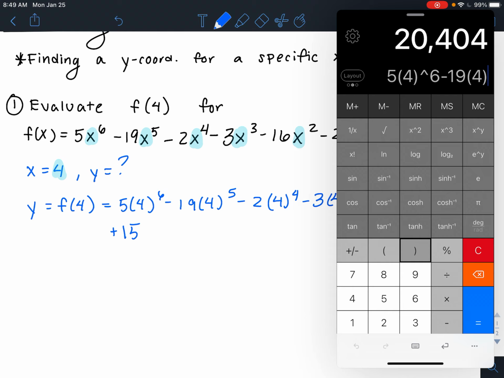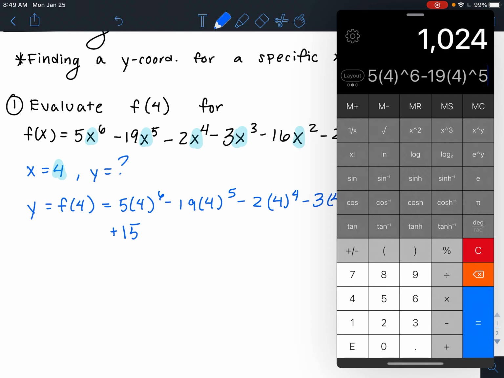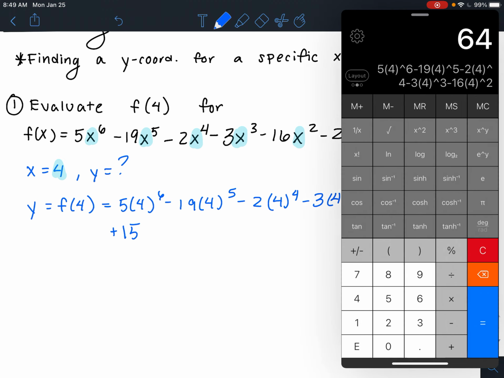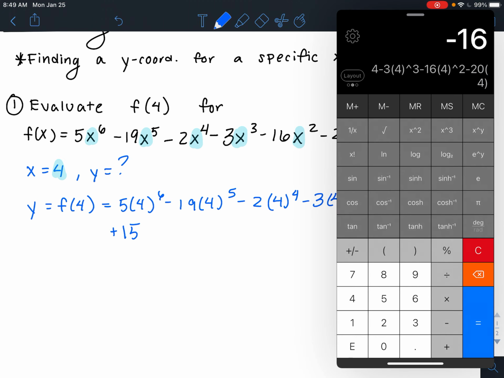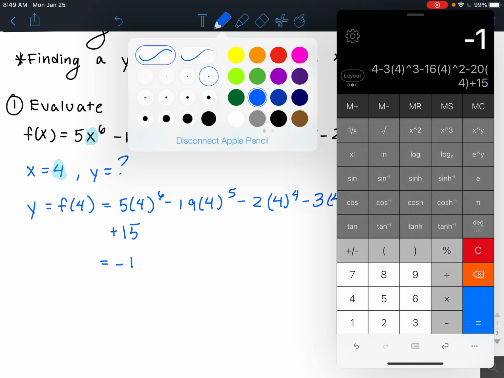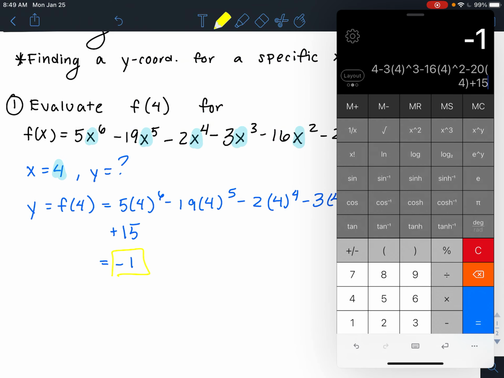minus 19 times 4 raised to the power of 5, minus 2 times 4 raised to the 4th, minus 3 times 4 raised to the 3rd, minus 16 times 4 squared, minus 20 times 4 plus 15. It took us a long time to type that in, and there's a lot of places for me to make a mistake, but my final answer is that it's equal to -1. So all of that work just to find that f of 4 is equal to -1.